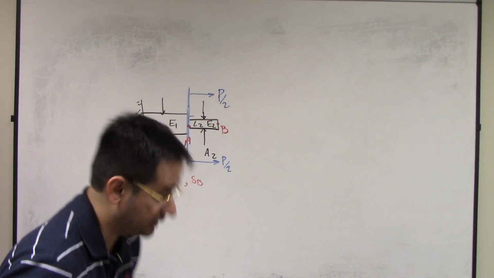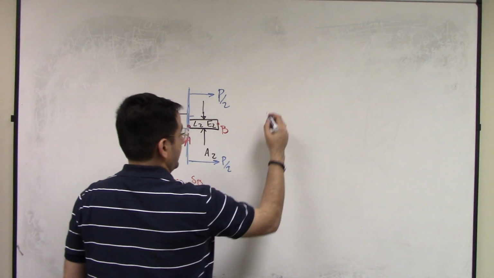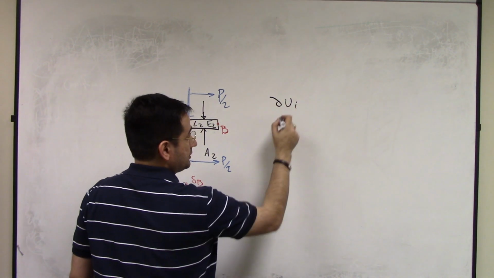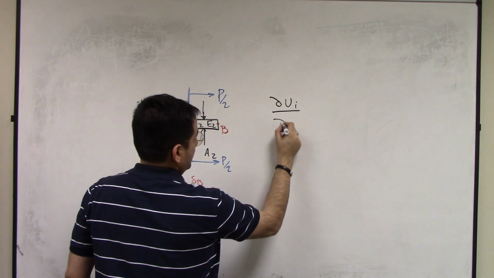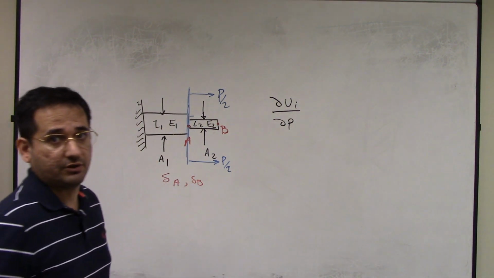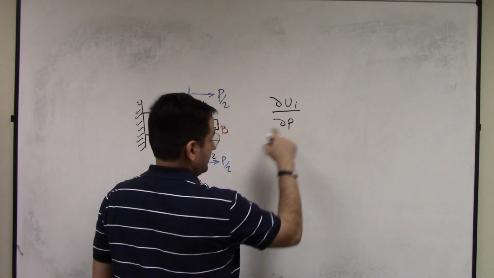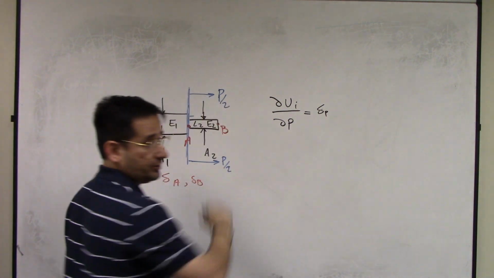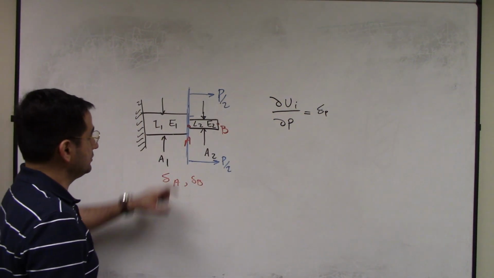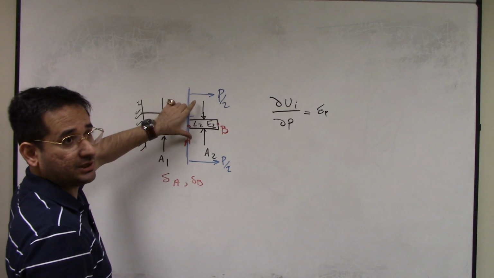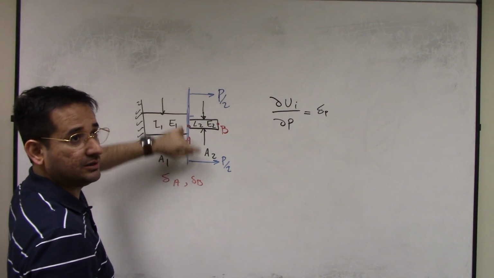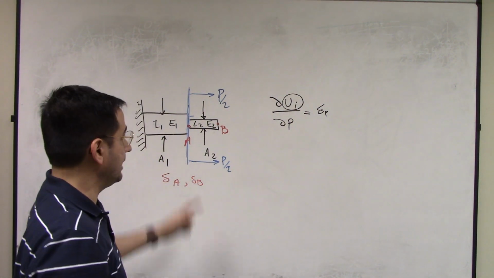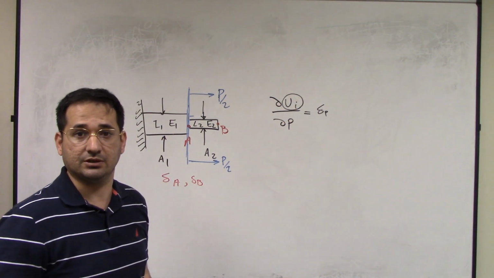So the first thing I need is the Castigliano theorem. It says that the derivative of internal energy with respect to a force like P acting at a point is the deflection at that point that P is acting. So here we have force P, right, in the middle. So all I need to do is to find the internal energy and then take derivative, and that's my deflection.